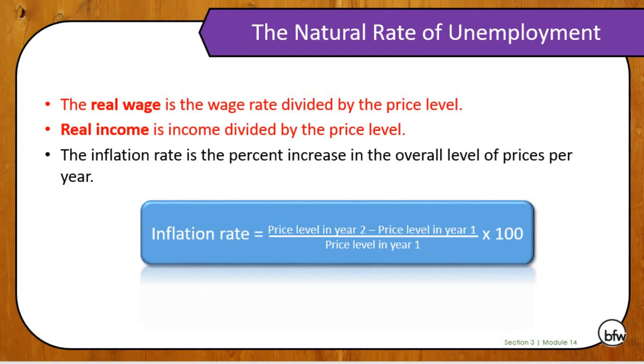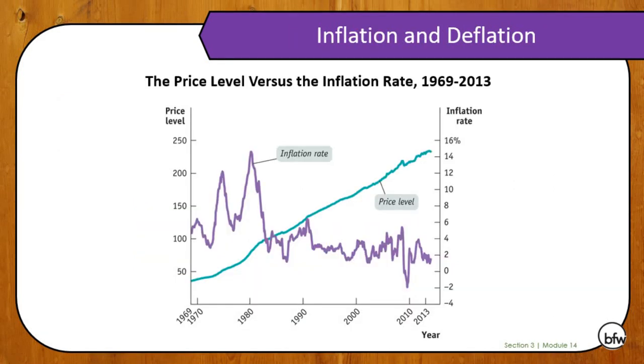Now, the real wage is the wage rate divided by the price level. Real income is income divided by the price level. So basically anytime you see the word real, we're taking away the impact of inflation. Now, the inflation rate is the percentage increase in the overall level of prices per year. So we're going to take the price level in year 2 minus the price level in year 1, divided by the price level in year 1, times 100, and that gives us the inflation rate. You're going to put that formula in your notes.